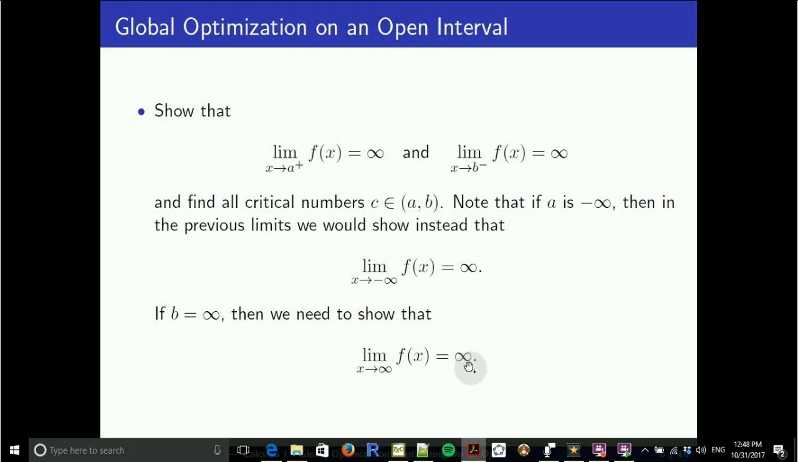Now, since the function goes to infinity at both endpoints of the interval, there must be a minimum somewhere inside the interval. It would occur at some critical number, and therefore we must also find all critical numbers in the interval. Note that if we were to find a maximum, then this strategy would require us to show that the function at both endpoints of the interval goes to minus infinity.